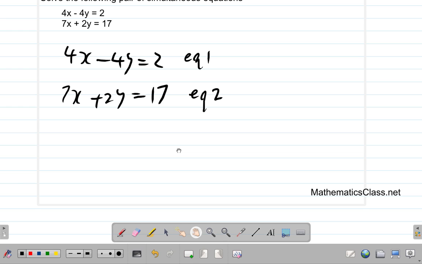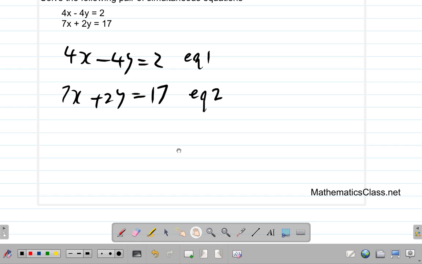Alright? Remember, you have 4 main ways you can solve simultaneous equations: elimination, substitution, graph, and matrices. You're going to use the elimination method. Now, we can add or subtract any two equations. We can multiply an equation by a number. Alright?